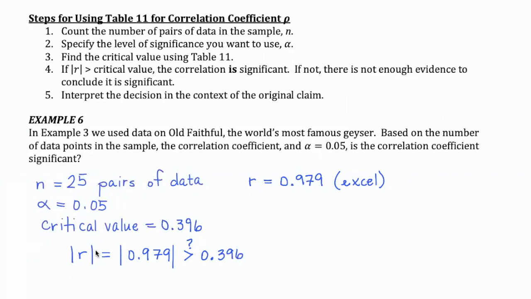0.396? Now, these vertical bars are the absolute value symbol, and all they mean is take whatever is inside and make it positive. So basically, we don't need to worry about whether this is a positive or a negative correlation when we're determining significance. We just make whatever our correlation was a positive number. So the absolute value of 0.979 is just that number. It's already positive, so it stays positive. And that is, in fact, greater than 0.396.